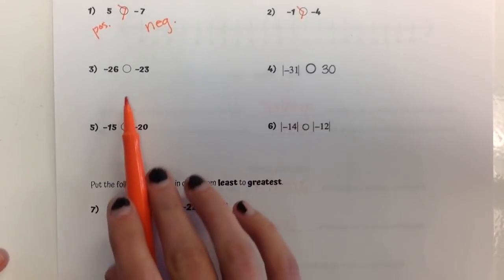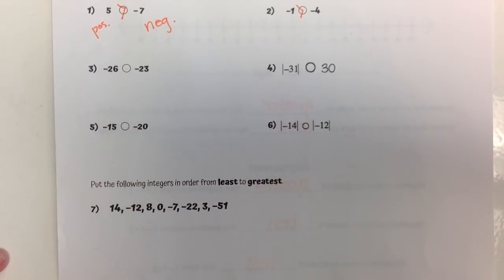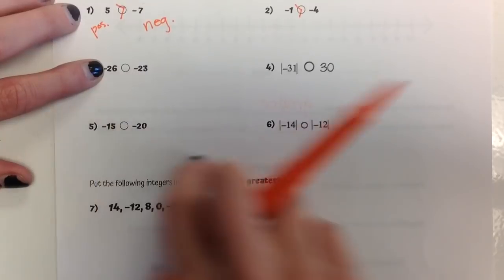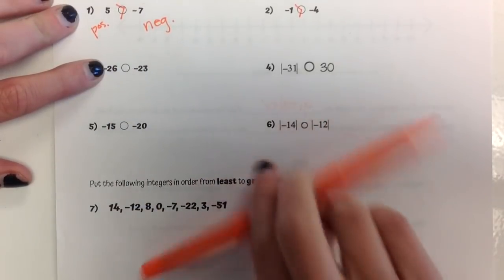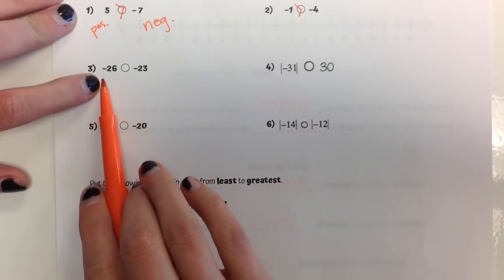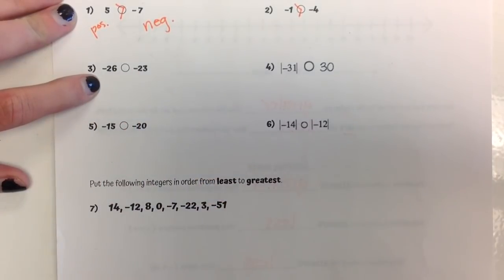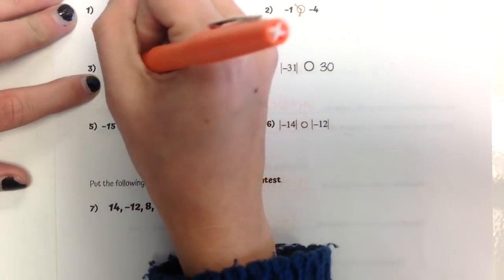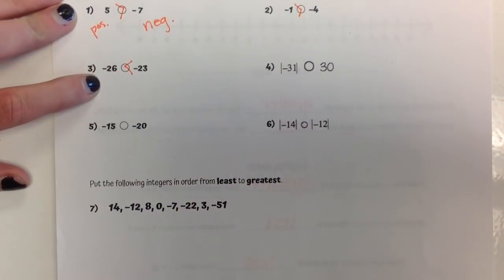All right, number 3, negative 26 and negative 23. I think about them as positives first. I ignore the negative signs. If this was positive 26 and positive 23, 26 would be greater than 23. But it's a negative, so it's the opposite. A bigger negative is a smaller number, so negative 26 is smaller than, or less than, negative 23.